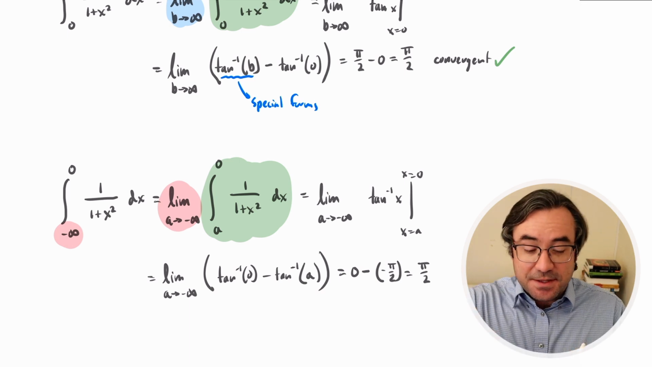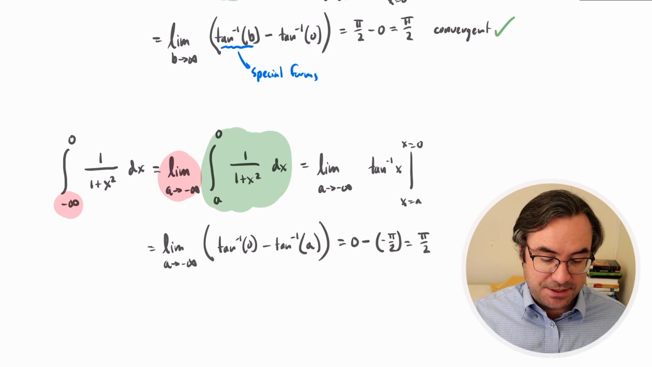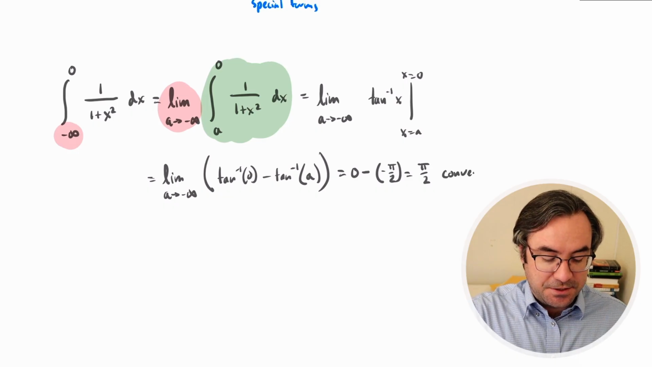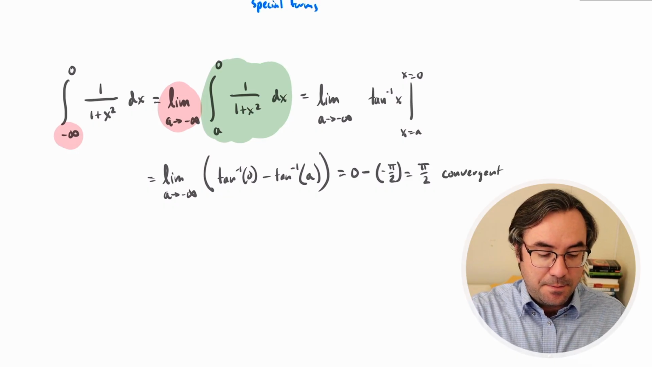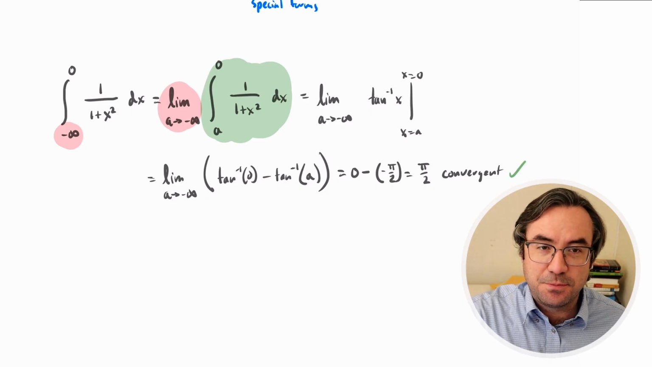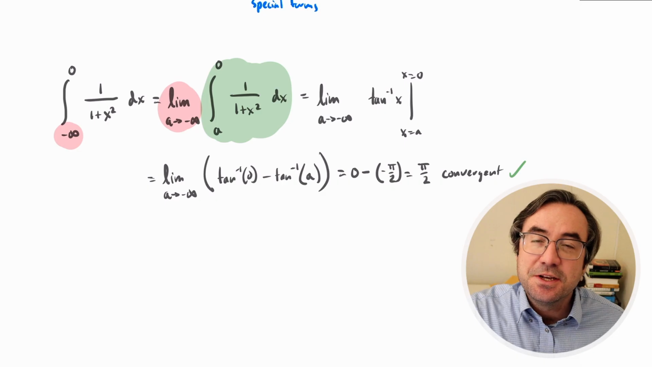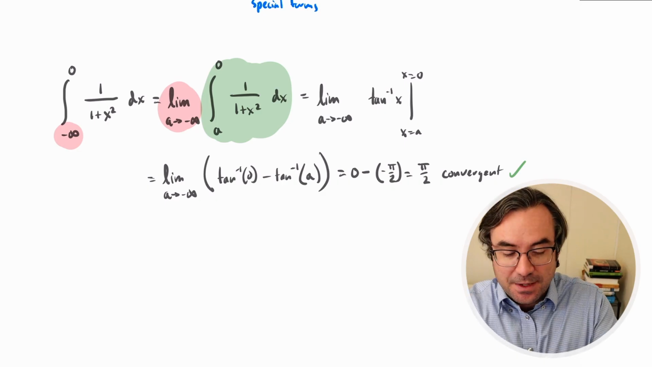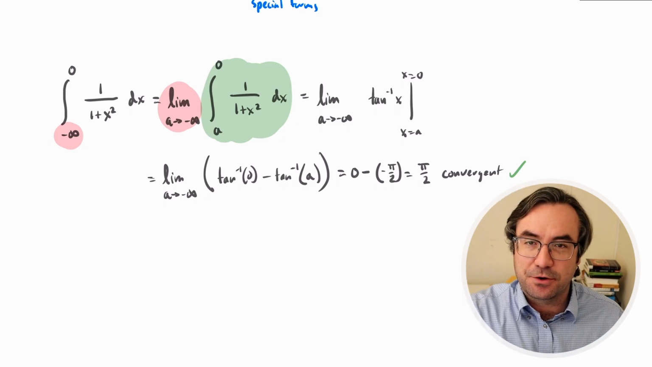And that means this one is also convergent. So both of the improper integrals, both sides here, are convergent. That gives us the green light now to add them together to get our total improper integral.